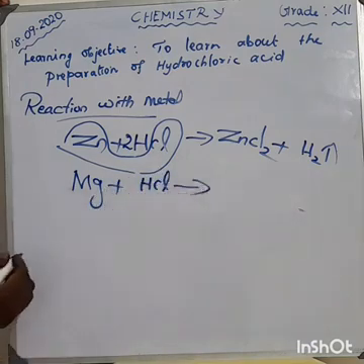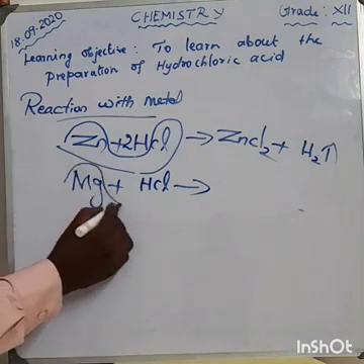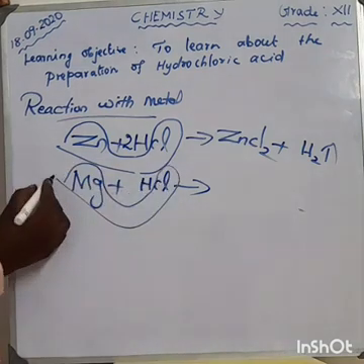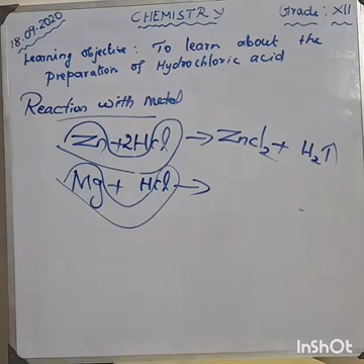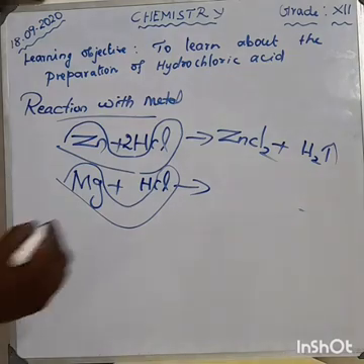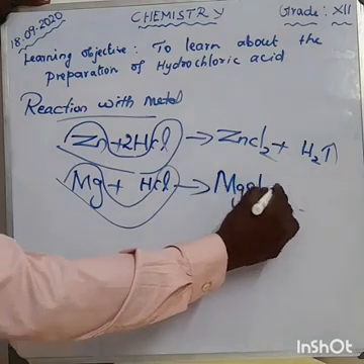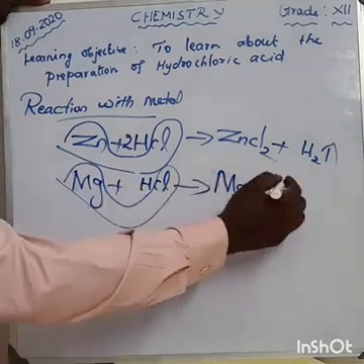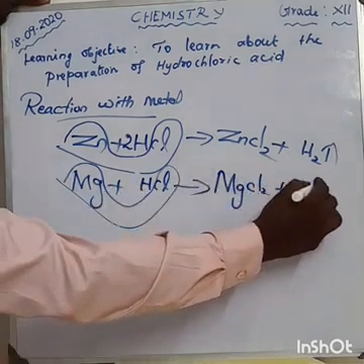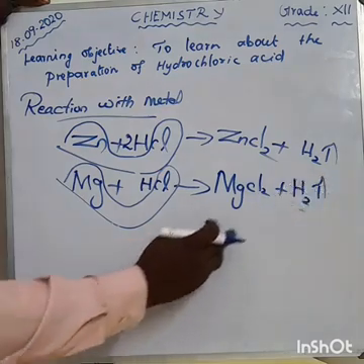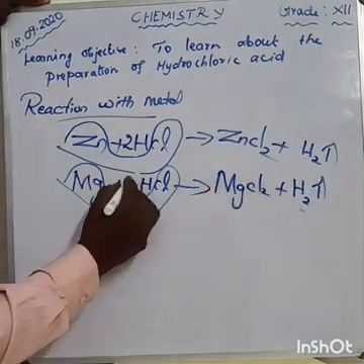Can you say which product is obtained? This magnesium combines with the Cl. What is the product? MgCl2 plus the evolution of hydrogen gas. Here having 2 chlorine, 2 hydrogen, so make it 2 here.